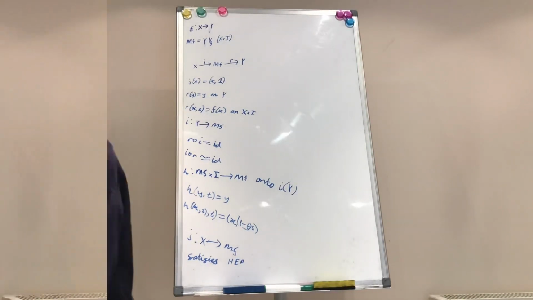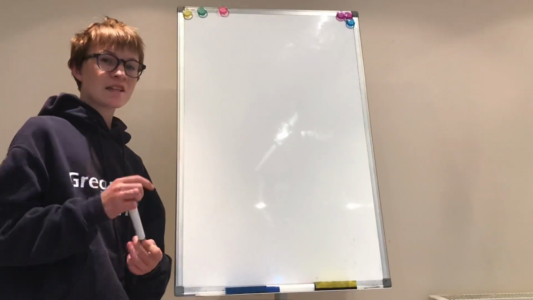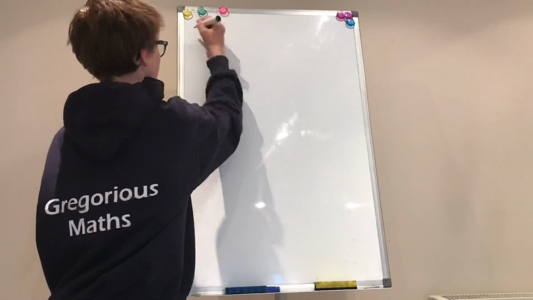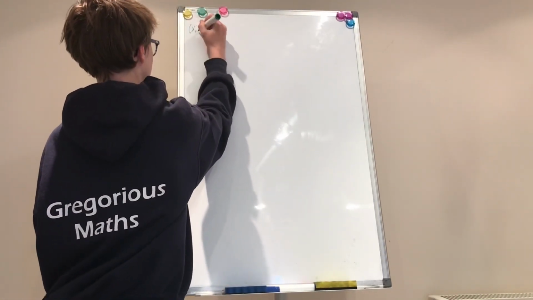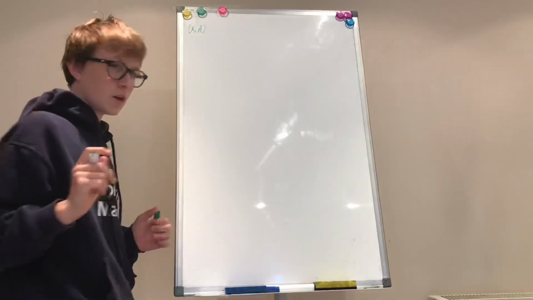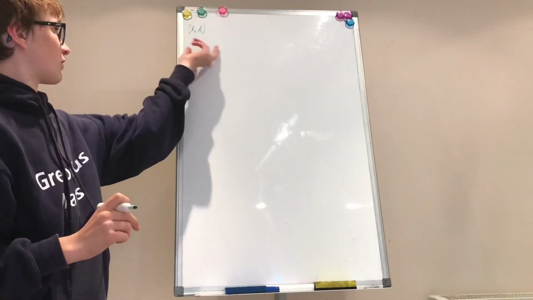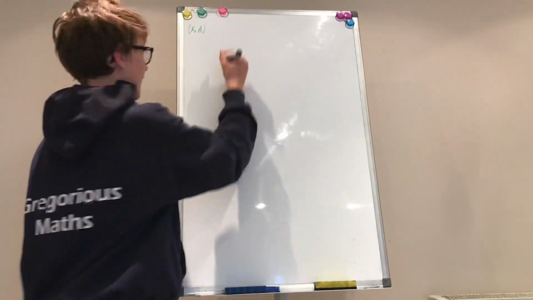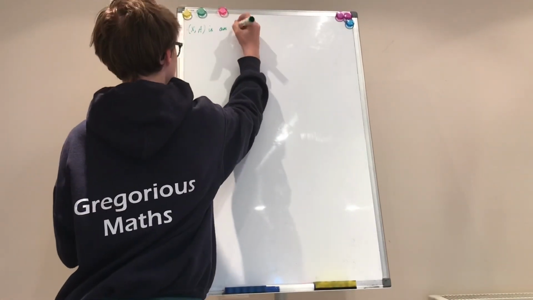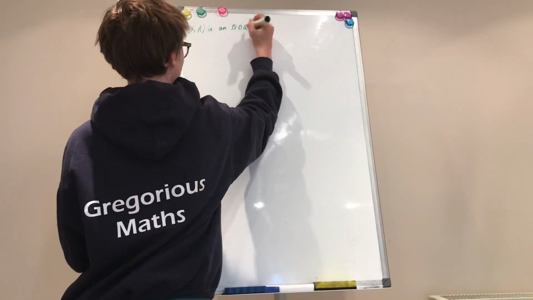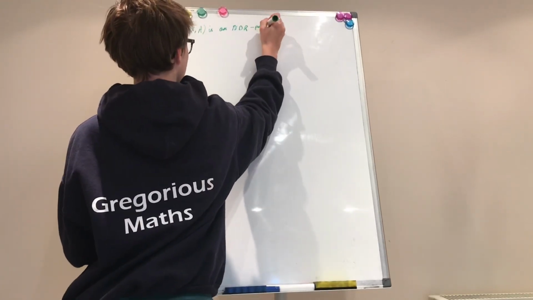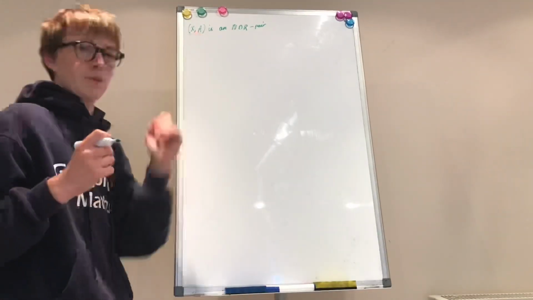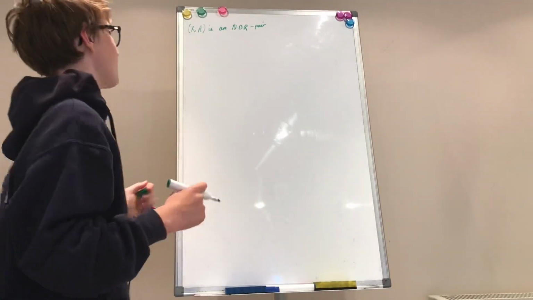a cofibration. We have to first define an NDR pair. An NDR pair is a space X and a subspace A. So we have a space X and a subspace A, and this is an NDR pair, which means neighborhood deformation retract pair, but I'm definitely not going to write that all out.